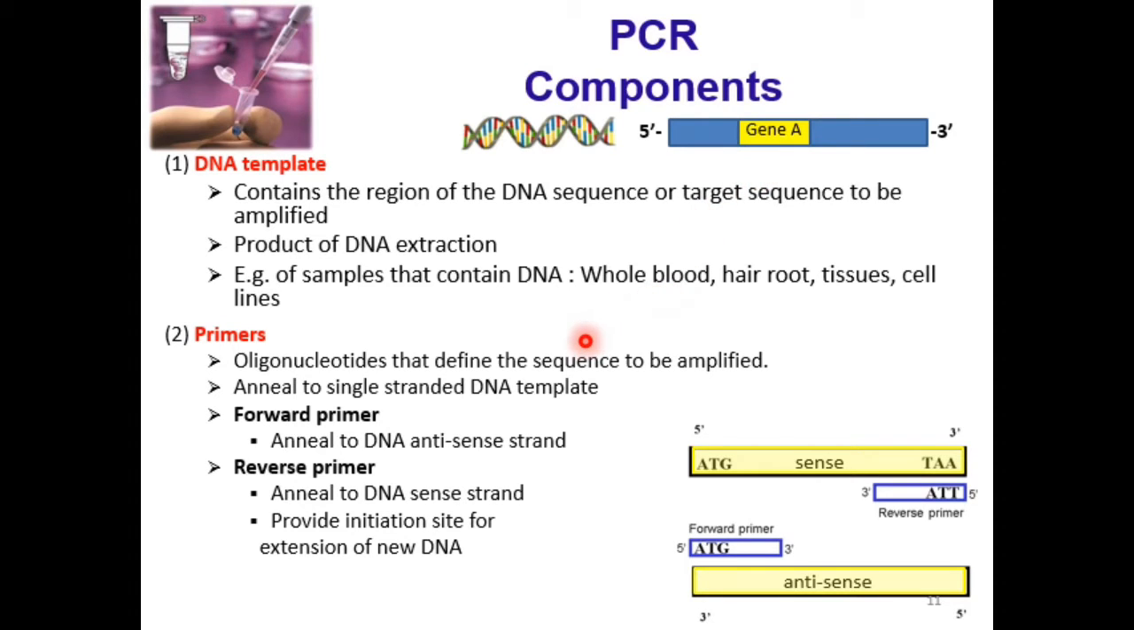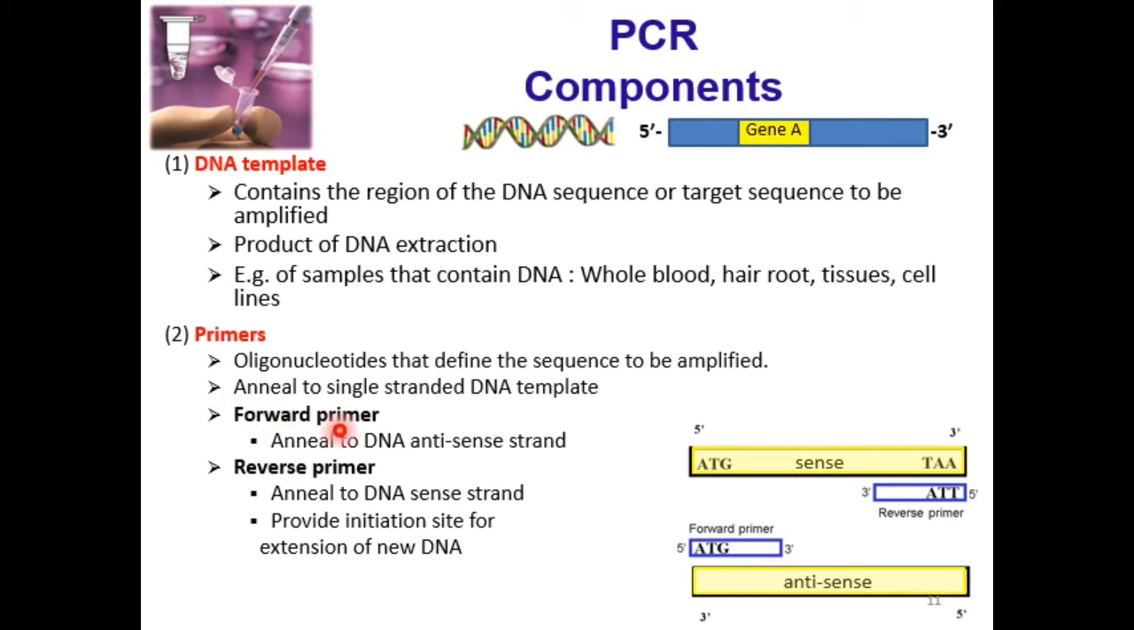We are going to amplify part of that DNA. So how are you going to identify that part of the DNA that you are looking for? This will be done by primers. These are oligonucleotides that define the sequence that you are going to amplify. They may consist of 20 to 30 nucleotides. They identify the sequence that we are looking for by annealing. We need to have two primers, or a primer pair.